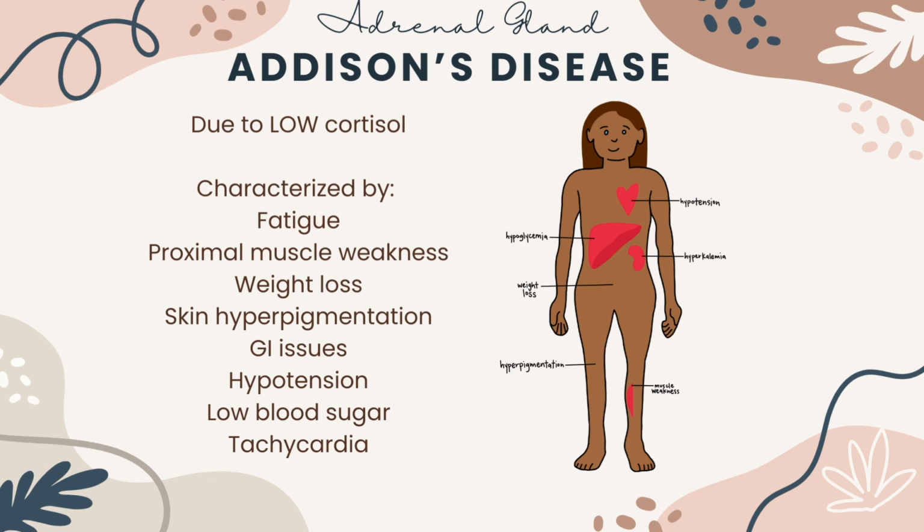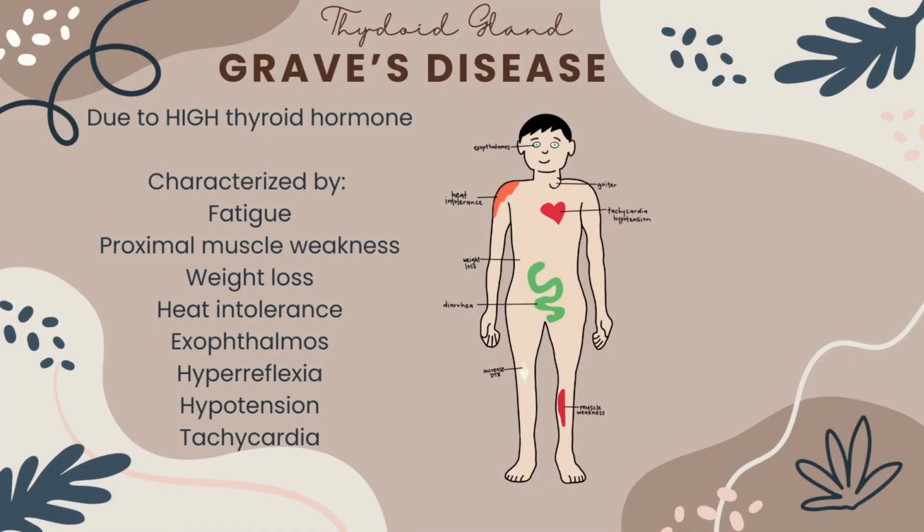Next is Graves' disease. Graves' disease is the most common cause of hyperthyroidism. It is most common in women over 20 years old. It is an autoimmune disease in which certain antibodies produced by the immune system stimulate the thyroid gland, causing it to become overactive. It also has fatigue, proximal muscle weakness, again, some weight loss, but characteristically, it's going to have some heat intolerance, exophthalmos, which is protruding eyes, hyperreflexia, hypotension, and tachycardia. Treatment includes pharmacological intervention and/or removal of the thyroid gland using radiation or surgical intervention.